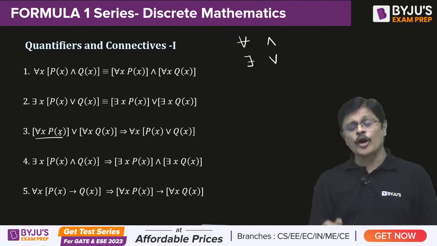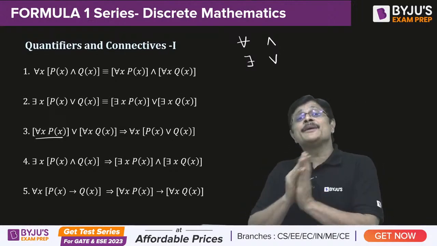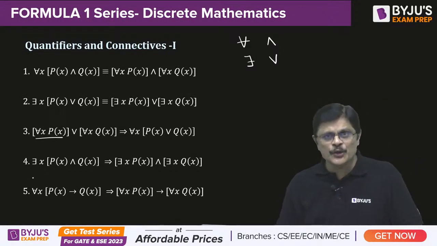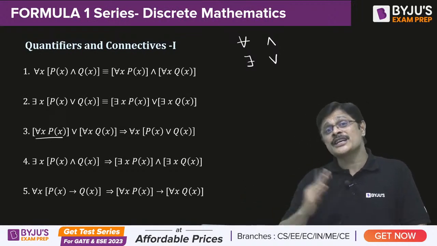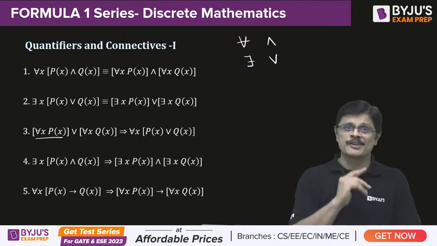That is, for all x P(x) or for all x Q(x) implies for all x, P(x) or Q(x), but not the reverse order. This reverse order, it won't work. Similarly, there exists x, P(x) and Q(x) logically implies there exists x P(x) and there exists x Q(x), but not the reverse order.